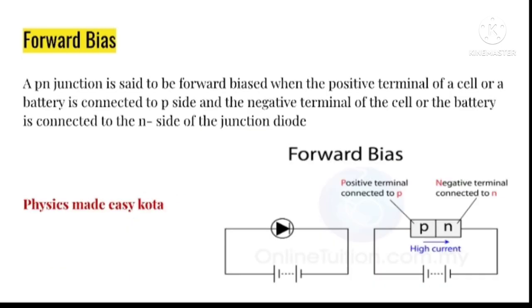A PN junction is said to be forward biased or reverse biased. First of all, we are going to learn what forward bias is. A PN junction is said to be forward biased when the positive terminal of a cell or a battery is connected to the P side and the negative terminal is connected to the N side of the junction diode. In the first figure we can see that the positive terminal is connected to the P side, that is the hole side, and the negative terminal of the battery is connected to the N region of the PN diode.